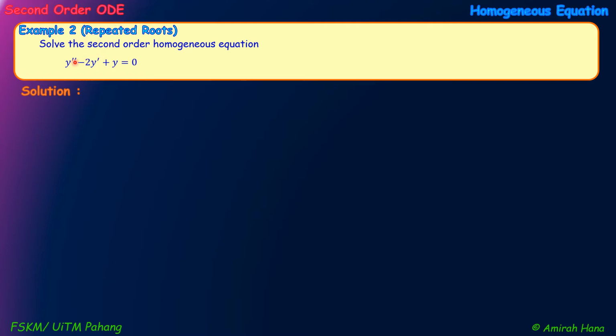In this video, we are going to discuss example 2 under homogeneous equation second order ODE for repeated roots. Solve the second order homogeneous equation y double prime minus 2y prime plus y equals 0. Equals to 0 here means homogeneous equation and y double prime means second order ODE. There is no initial condition, so we do not need to find the values of C1 and C2.